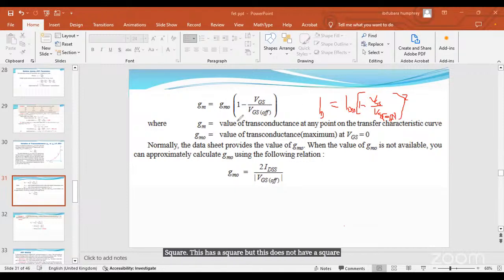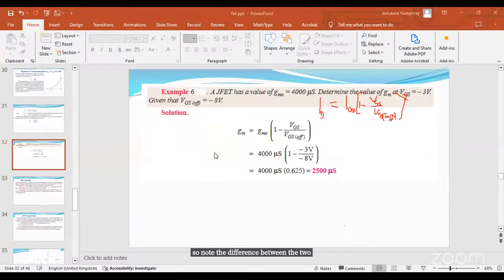And gm0 is not the same as IDSS. So note these two formulas, there are differences between them. gm0 is 2 IDSS over VGS(off), and gm0 is the transconductance at VGS equals 0. So note the difference between the two formulas. And there are examples that you can practice to get yourself familiarized with the formula.